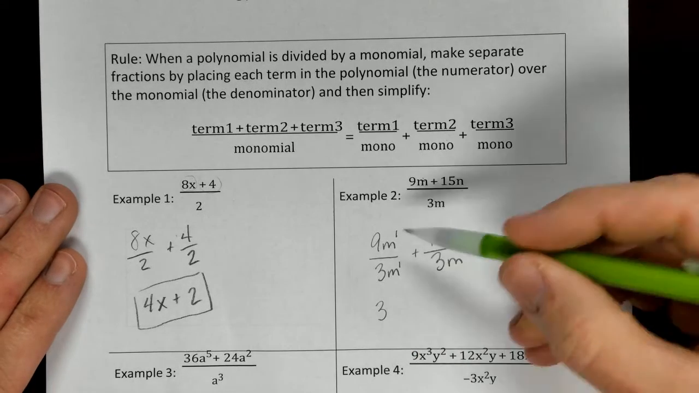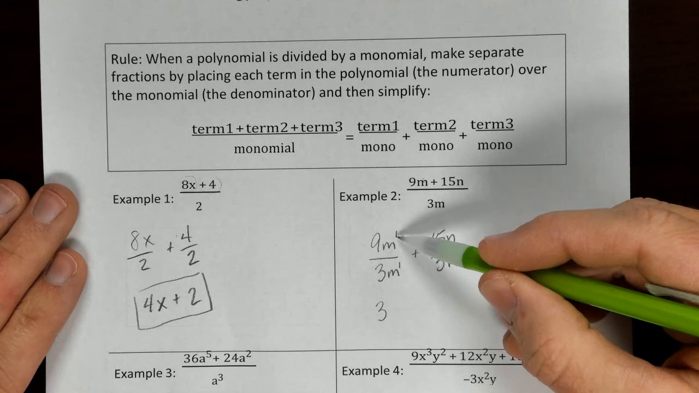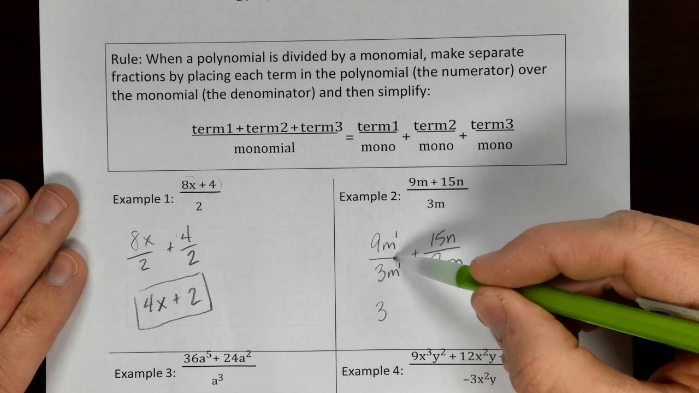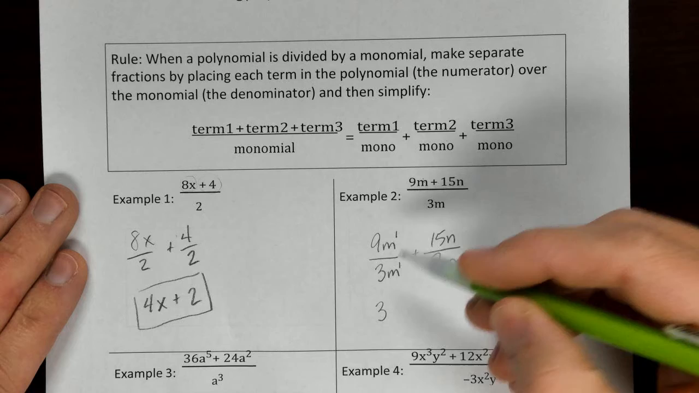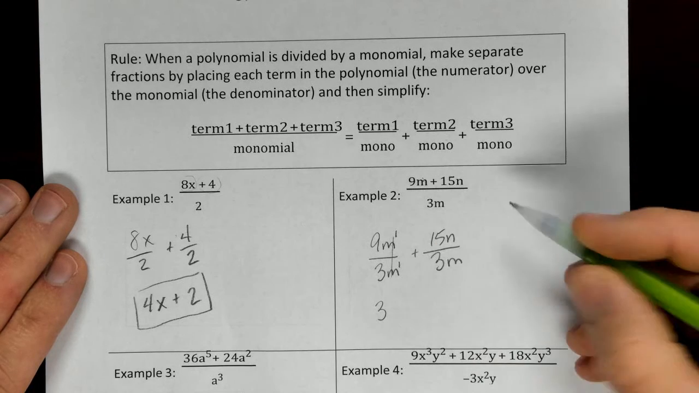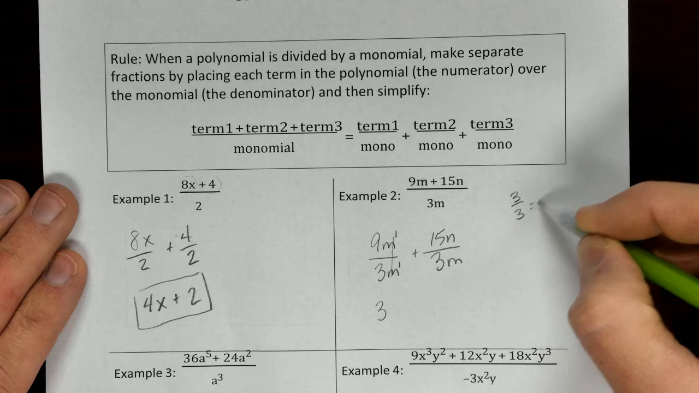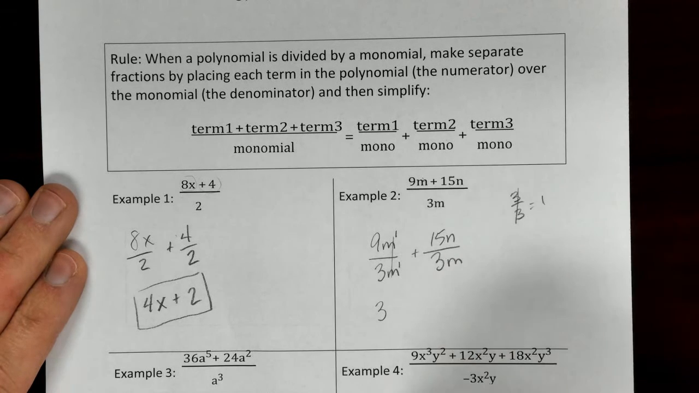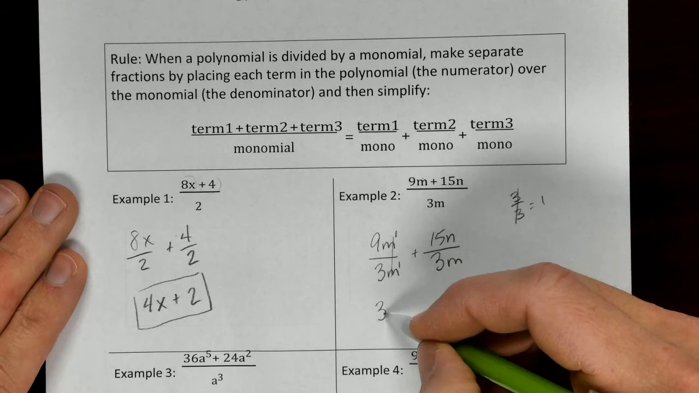Now, if you have the same variable, all you're going to do is subtract your exponents, right? So this is m to the first, and we're subtracting m to the first. So 1 minus 1 is 0. So those are going to cancel out. Just like 3 divided by 3 is 1, because those cancel out, m divided by m is 1, because those cancel out. So all I'm left with is 9 divided by 3, which is 3.